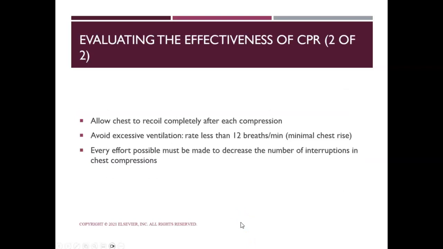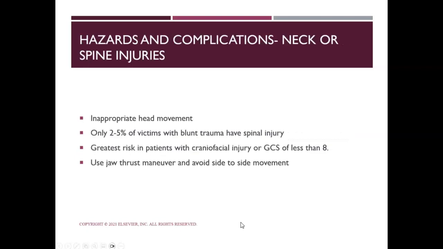As I mentioned before, you want to make sure that that chest wall is allowed to recoil after each compression so that the heart can refill. Avoid those excessive rates in ventilation. If I breathe too fast for my patient, again, I'm using positive pressure to breathe for my patient. That is going to increase those intrathoracic pressures, and then that is going to decrease the amount of blood that can return to the thorax. And avoid any unnecessary interruptions to chest compressions.